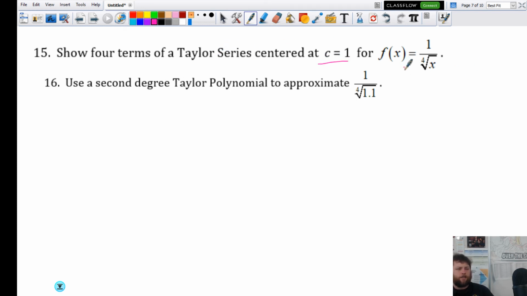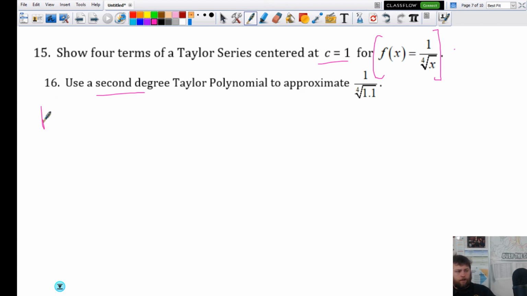4 terms in the Taylor series expansion for this one. That's super fun. Why would I do this to me? That's why it's extra credit. It's not extra credit for y'all. So let's do this. And then eventually we plug in 1.1. That's what it means. Oh, but only the 2nd degree. So 4 terms of the Taylor series centered at c equals 1.